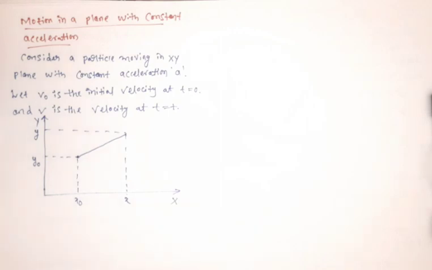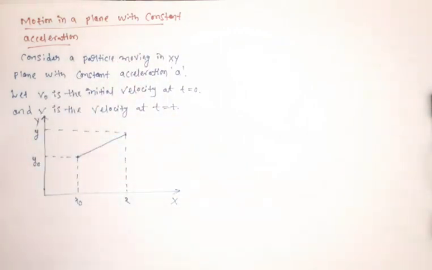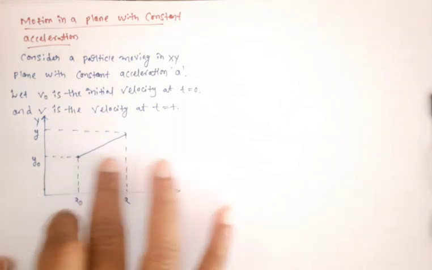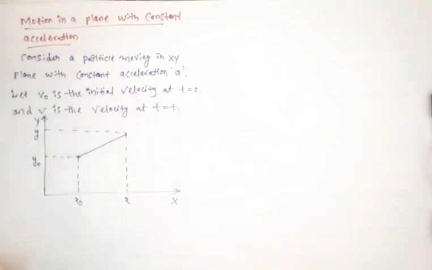Yes, now let us discuss motion in a plane with constant acceleration. You already learned motion of a particle with constant acceleration in one dimension. In one dimension, we already derived the equations of motion, kinematic equations. Now here, let us take a particle moving with constant acceleration in a plane. That means it has two motions, x motion and y motion. There is an x component of motion and a y component of motion, both.